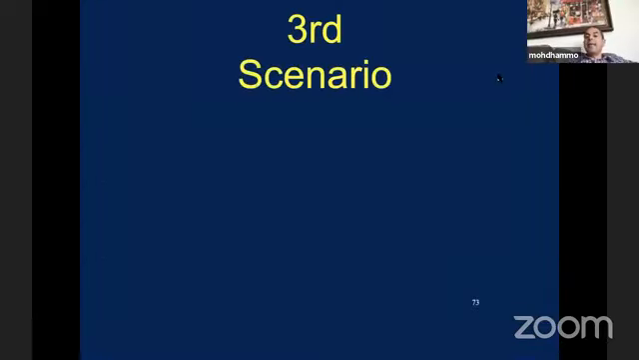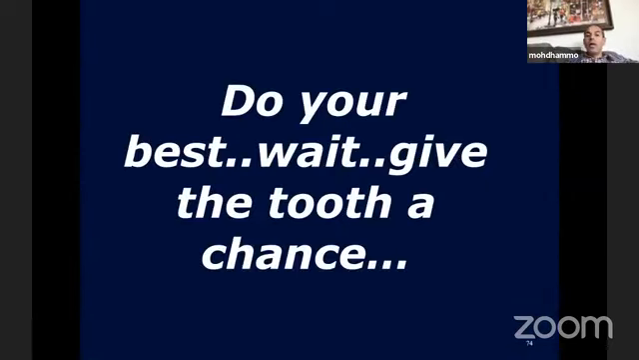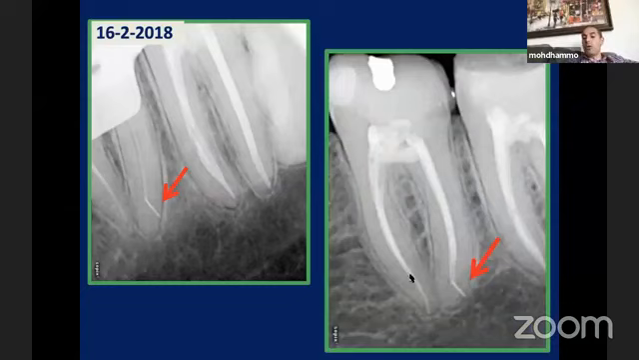Let's see the third scenario. The third scenario, sometimes you could not bypass, you could not remove. So what to do? Do your best, wait, give the tooth a chance, do the other canals as best as you can. Here, this broken file was broken at the apical part. I could not bypass, so it's better to leave it rather than to make a perforation.